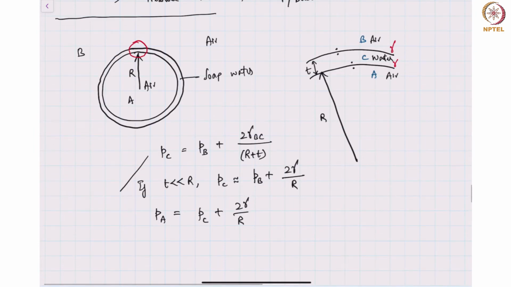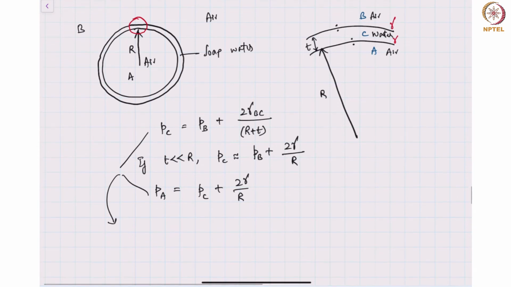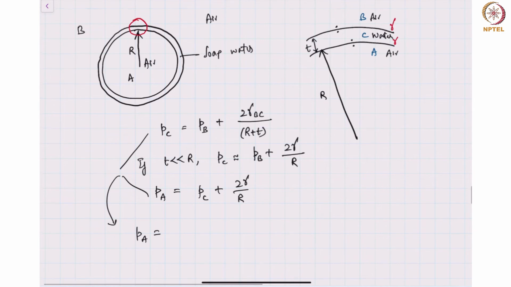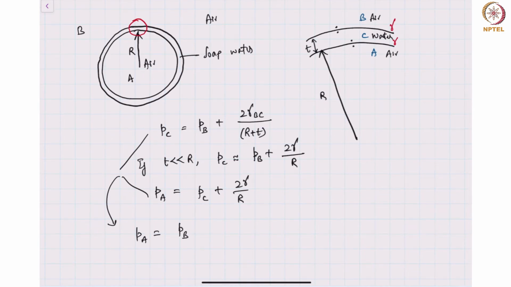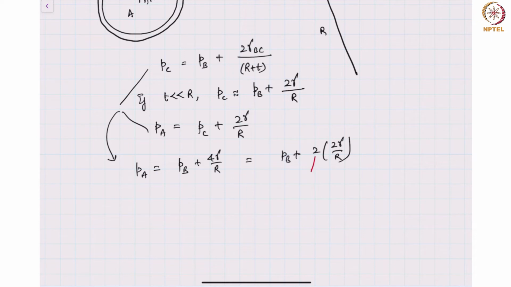And now if I were to combine both these relations, what I have is pressure inside PA. I substitute for the PC. What I get is the pressure outside the bubble plus 4 gamma by R. Okay. Or this is nothing but PB plus 2 times 2 gamma by R. Okay. Why do we get this extra factor 2? Extra factor 2 is because we have 2 interfaces.